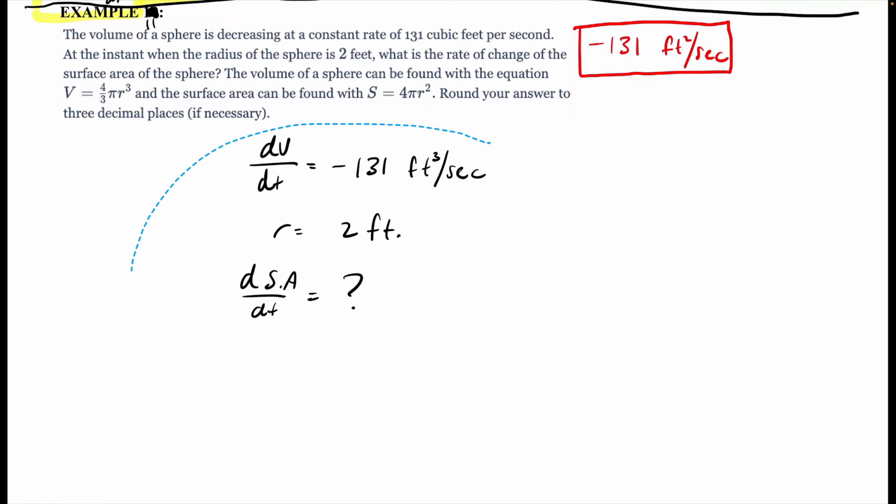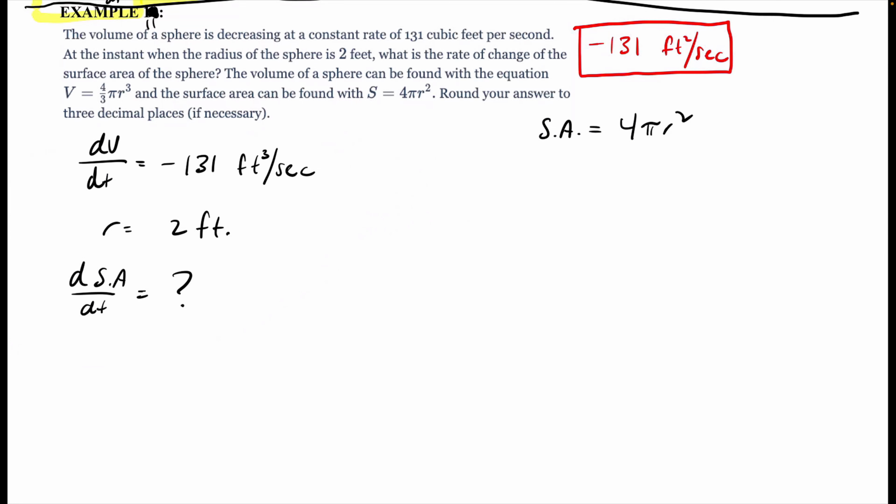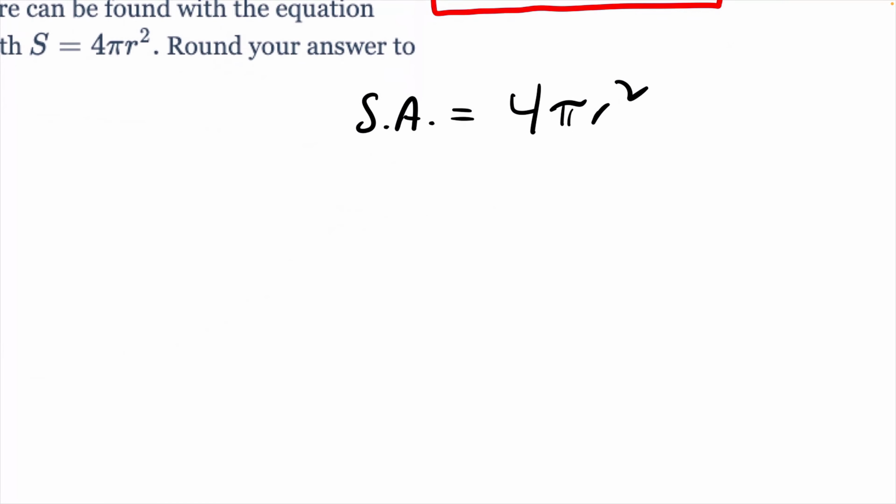I'm not going to draw a picture for you guys, we already have one in our notes. Yep. So they're asking about surface area. So surface area is where I'm going to start. That's 4 pi r squared. So we got S. They use S, I use SA. It's the same thing. You can use S if you want. If you guys want to use S, it's fine.